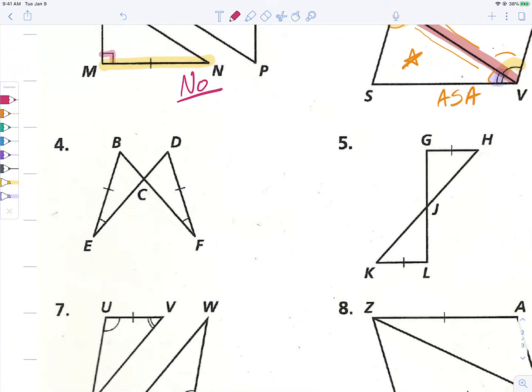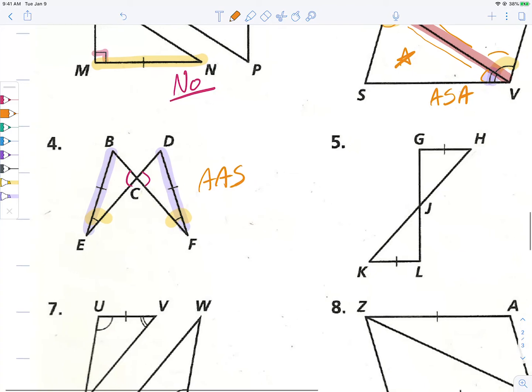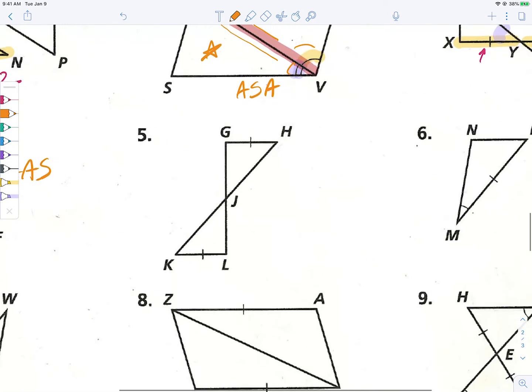Okay, number four. So again, we have vertical angles. Don't forget about vertical angles. Those are going to come in handy. We have sides, and we have an angle. Now we have two angles and a side for those two triangles. Is the side included? No, it is not. So this is an angle, angle, side because the two angles are not on either end of the side.